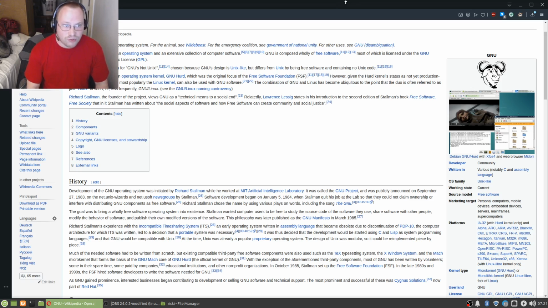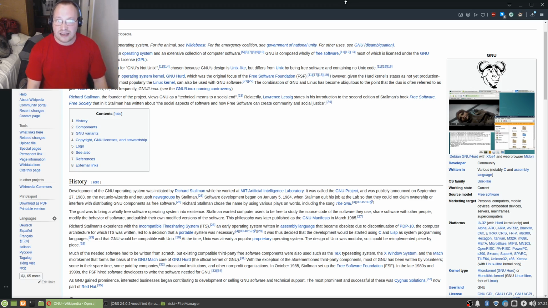The GNU project includes an operating system kernel, GNU Hurd, which was the original focus of the Free Software Foundation. However, given the Hurd's kernel status has not yet been production ready, non-GNU kernels, most popularly the Linux kernel, can also be used with GNU software. The combination of GNU and Linux has become so prevalent that the duo is often referred to as just Linux in short, or less frequently GNU/Linux or GNU plus Linux. Richard Stallman, the founder of the project, views GNU as a technical means to a social end.